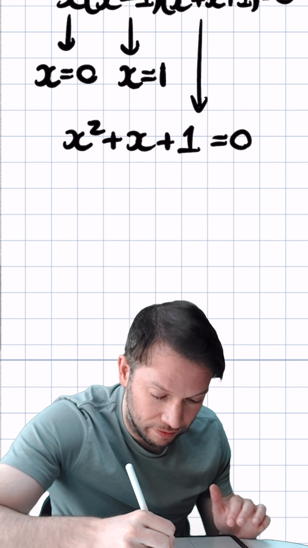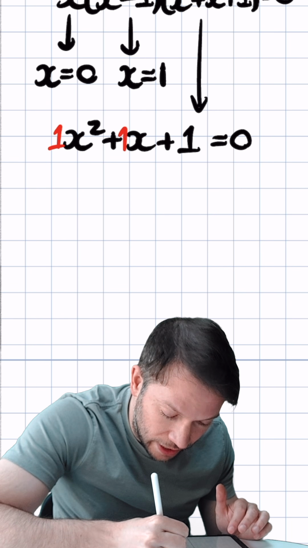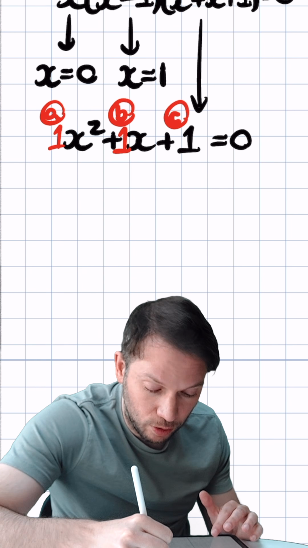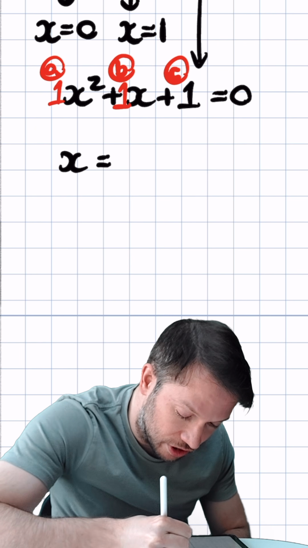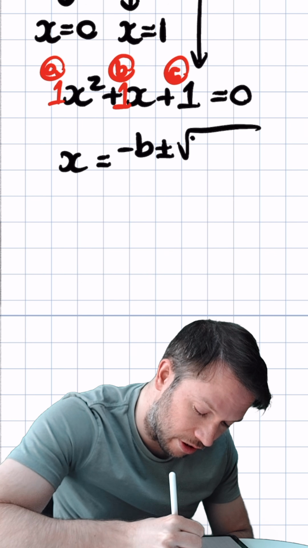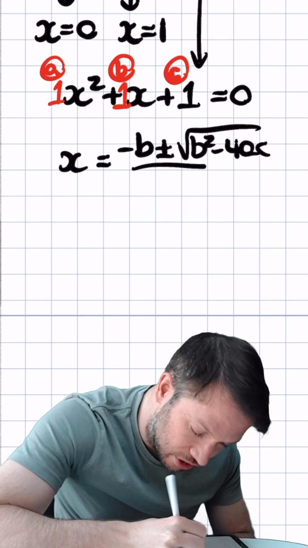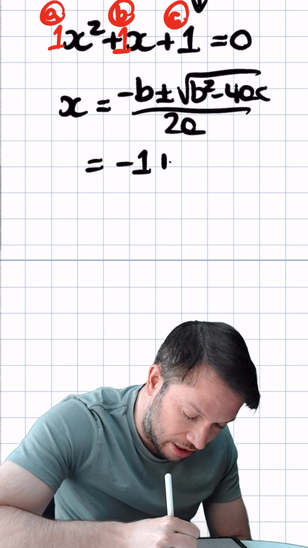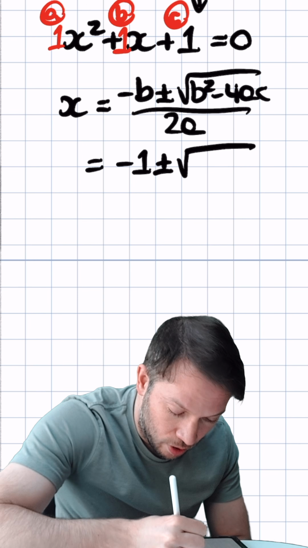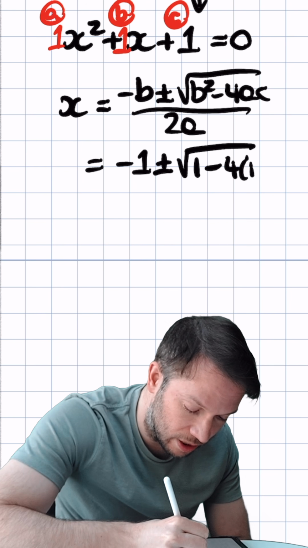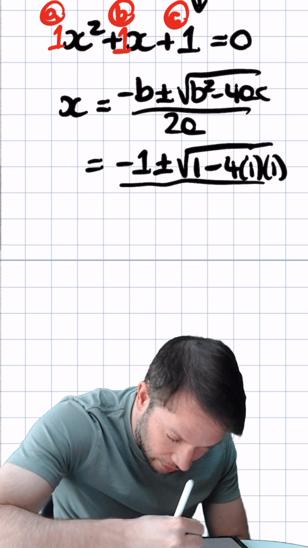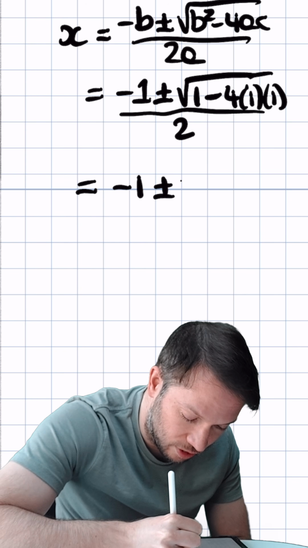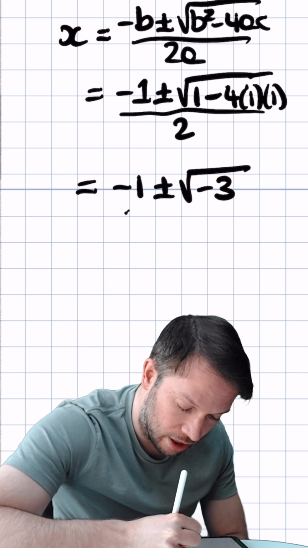And remember how the quadratic formula works. If I put a 1 here and a 1 here, the a is the 1, the b is 1, and the c is also 1. And the quadratic formula is this. X is equal to minus b plus or minus the square root of b squared minus 4ac over 2a. So if we substitute our numbers in, we get minus 1 plus or minus the square root of 1 minus 4 times 1 times 1 all over 2 times 1. So that gives us minus 1 plus or minus the square root of negative 3 over 2.